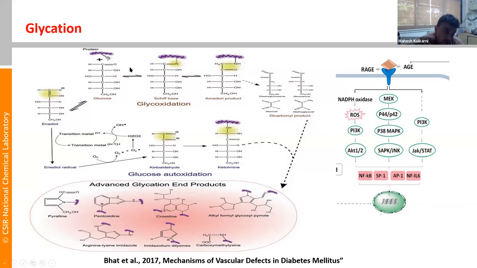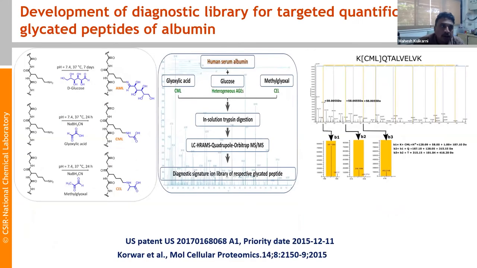Glycation predominantly occurs in diabetic conditions. However, I'm not going to touch upon those things, but I want to show you how we characterize the glycation modification. We modified the protein, in this case albumin, with glucose, glyoxylic acid or methylglyoxal, and they formed different modified albumin. For example, treatment of glucose to albumin led to carboxymethyllysine-modified albumin. Glyoxylic acid treatment led to carboxymethylglycine-modified albumin, whereas methylglyoxal treatment resulted in carboxyethyl-modified albumin.